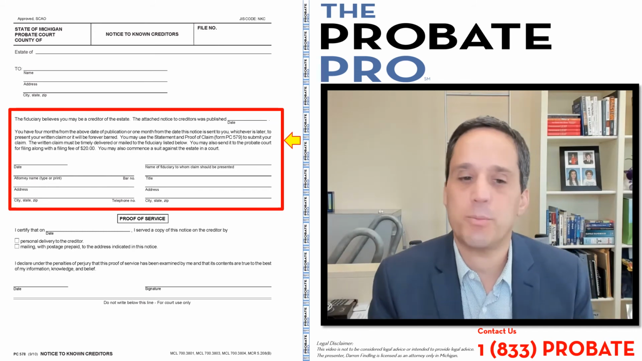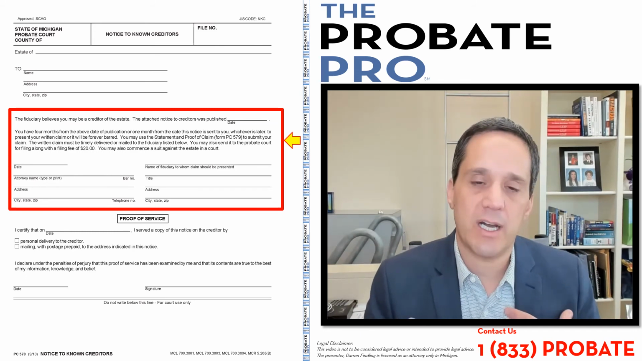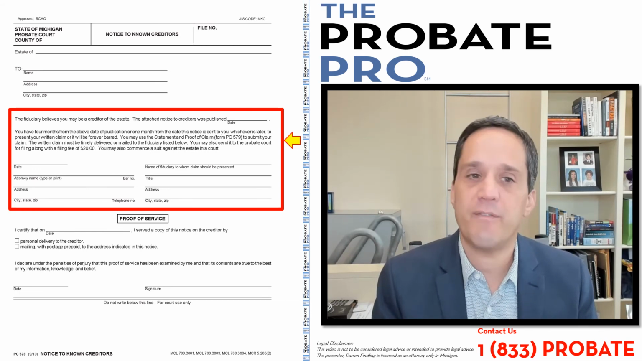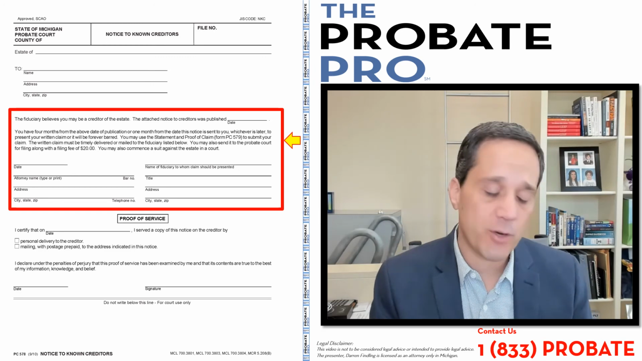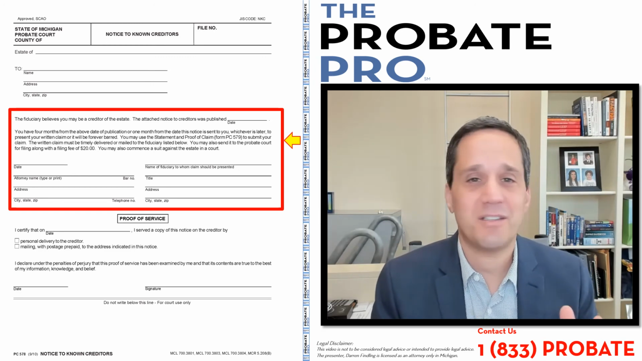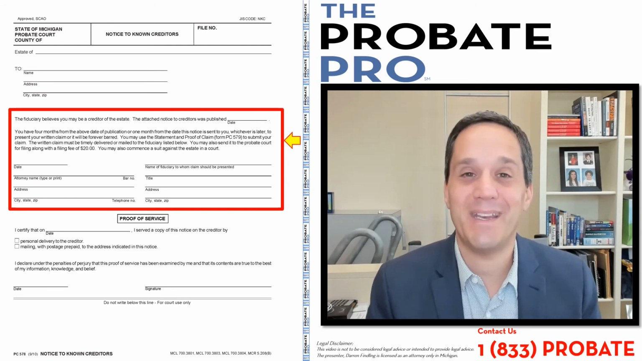The bottom section, pretty intuitive, the name of the fiduciary upon which the claim should be submitted, their information, and then on the left side, the attorney and the date. Now, if you're a creditor, I urge you, send it to the court, send it to the personal representative, send it to the lawyer. The more opportunities to get paid, the better.